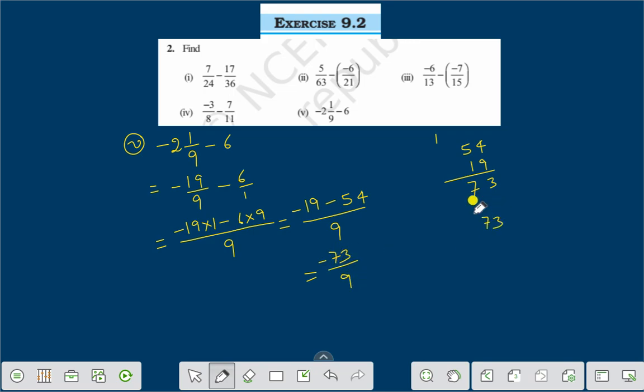Now, if we divide 73 by 9, you are getting 8 times 9 is 72. 73 minus 72 is 1. That means we are getting minus 8 whole 1 by 9. Therefore, the answer is minus 8 whole 1 by 9. This is the answer of question number 5.